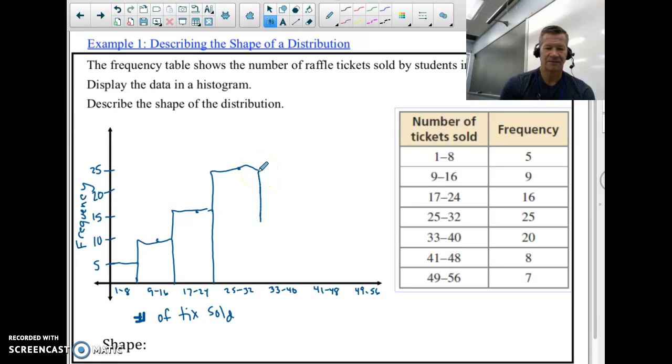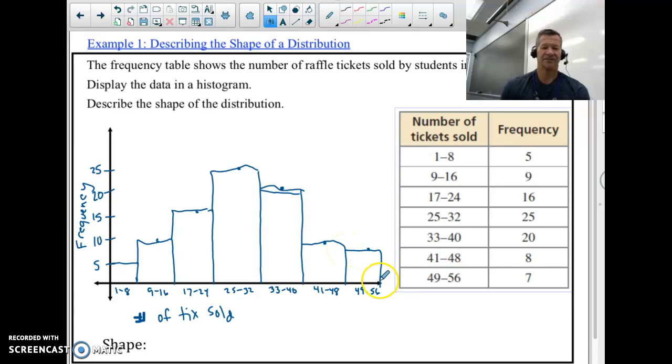Then the next one's 20, from 33 to 40. 20 students sold somewhere between 33 and 40. So that's going to come across, and then down. From 41 to 48, there were 8 of them, just a little bit lower than that 9 from earlier. And then the last one there were 7, so just a hair below that. And there we have our histogram.